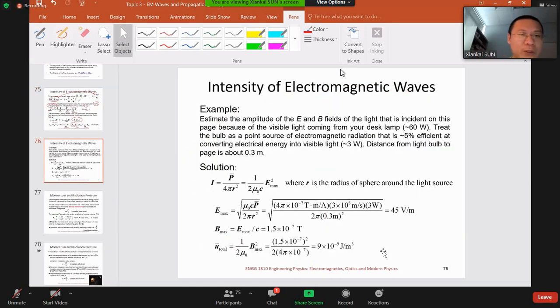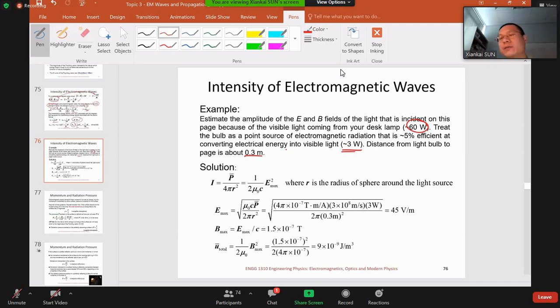Alright, we have introduced too many formulas, huh? So let us look at an example so that you have a better understanding. Estimate the amplitude of the E and B fields of the light that is incident on this page from the visible light coming from your 60 watt desk lamp. Treat the bulb as a point source of electromagnetic radiation that is 5% efficient at converting electric energy into visible light. So that is 3 watts. The distance from the light bulb to the page is about 0.3 meter.